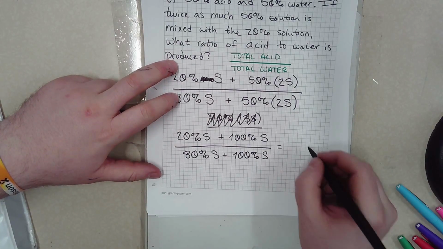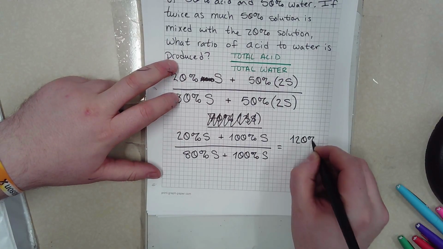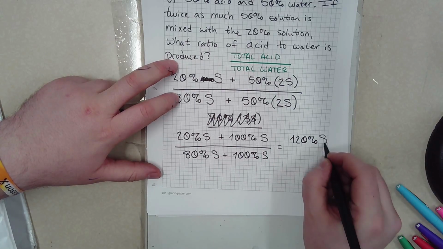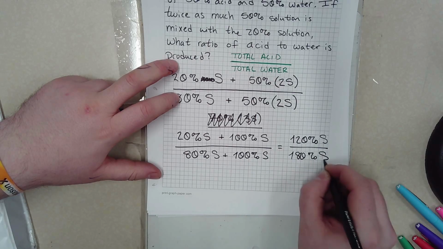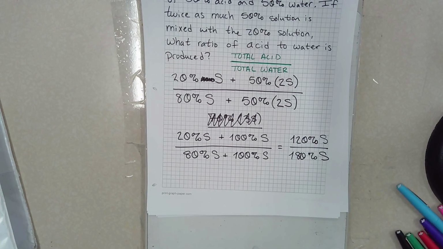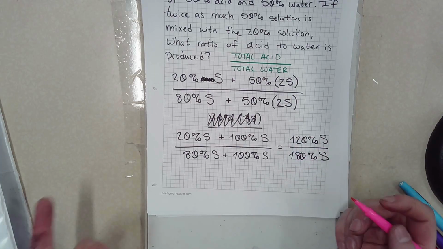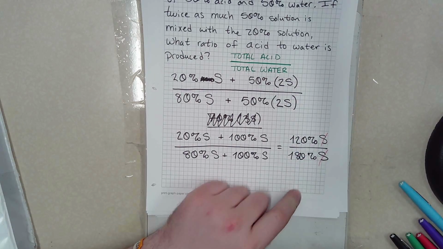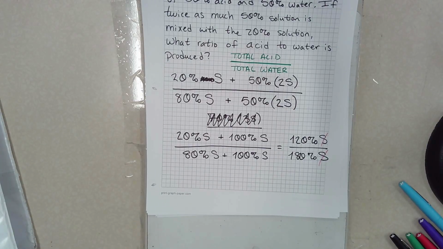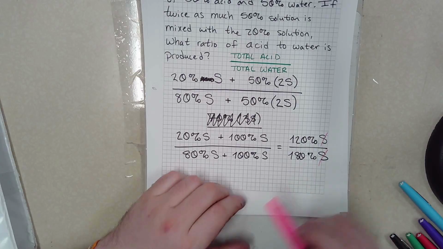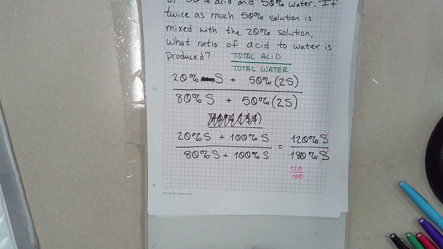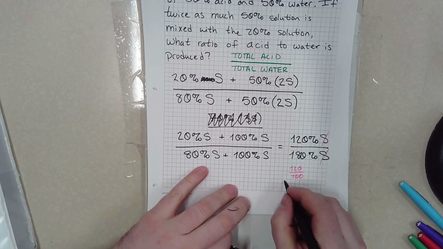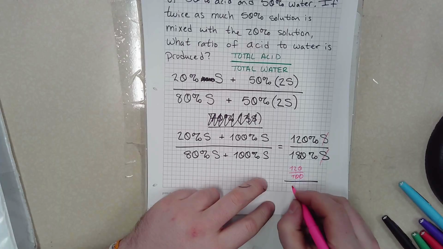So if we add these together, we get 120%. We can do this now because they are both in terms of S. Same thing here, we can add them: 180% of S. And you might notice a lot goes away. This is all multiplication and division. So the amount of solution doesn't even matter. It divides out, right? And the percents don't matter either. We end up with 120 over 100 over 180 over 100.